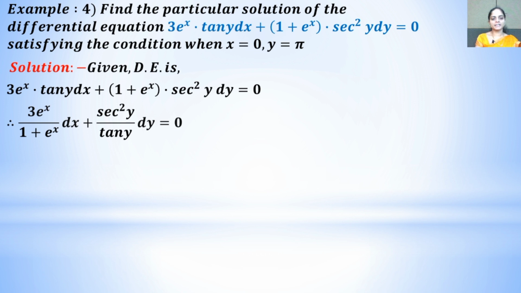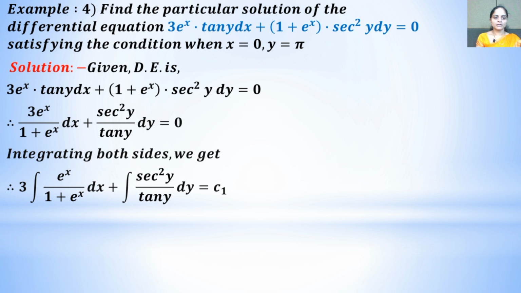On integrating, we get general solution, so we integrate both the sides. We get 3 is a constant, so we take outside the integration sign. Therefore, 3 into integration of e raised to x divided by 1 plus e raised to x dx plus integration of sec square y divided by tan y dy is equal to c1.